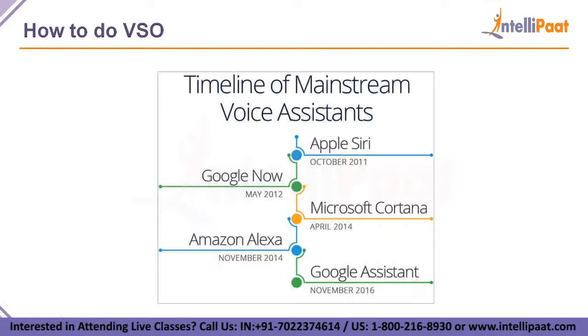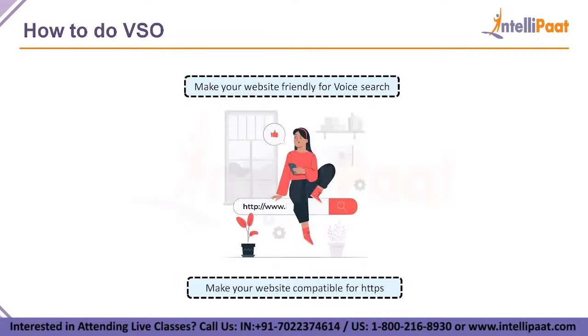As you all know, this is the timeline of mainstream voice assistants. Apple Siri was the first one. Then it was Google Now, but now it is Google Assistant, and then came Microsoft Cortana, and then came Amazon Alexa. So how can you improve your content in order to come on top or achieve rank 0, which is above 1, where Google or the search engine can recognize your content and read it out to the user? How can you do that?